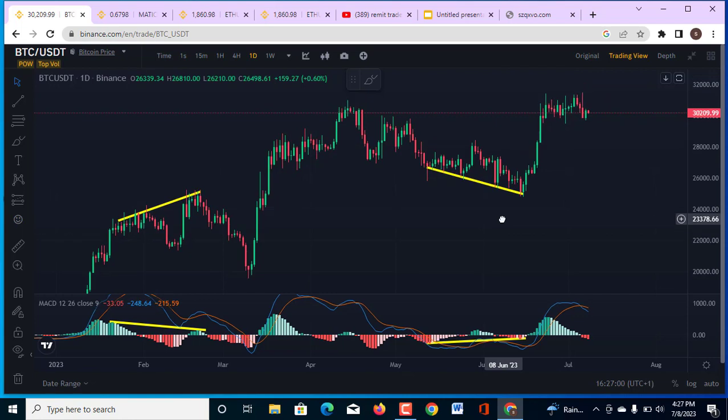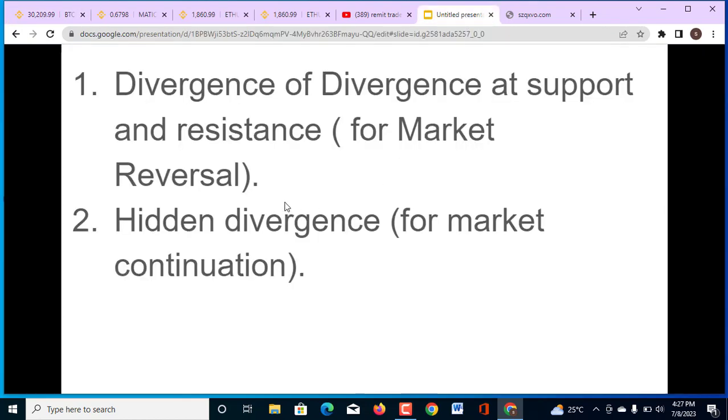Now, there are other very important divergence trading strategies that I shared in my previous video. If you've not watched that video, check the channel for that very video. And today, like I said, we'll be looking at divergence of divergence at support and resistance for market reversal, and hidden divergence for market continuation.